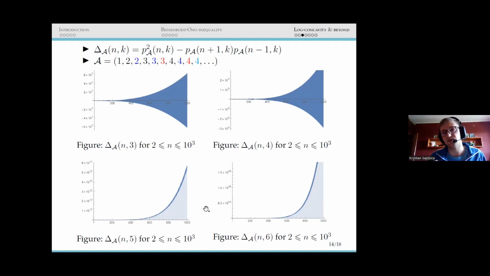So the question is, what should we assume about the multiset A1 up to AK in order to obtain the log concavity of the restricted partition function? Because let us observe that if k equals 4, then all of the assumptions from the Bessenrodt-Ono type inequality hold. k is greater or equal than 2, and the greatest common divisor of 1, 2, 2, and 3 equals 1. Great. So let us take a look at a bit more weighted example.